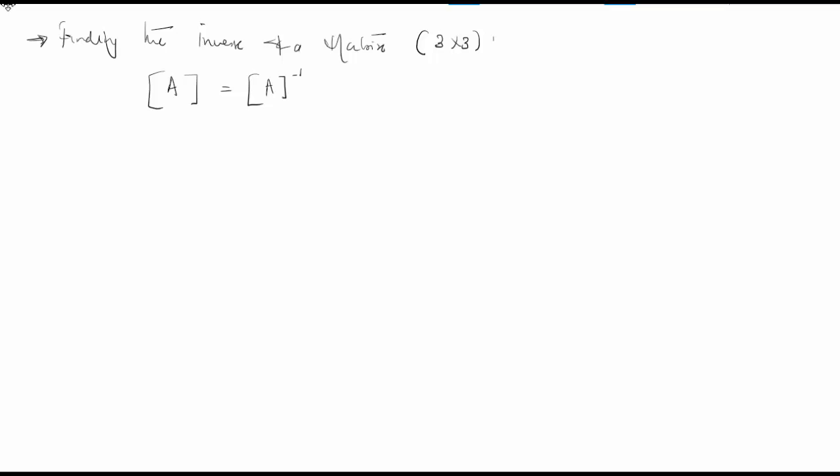This video is about finding the inverse of a matrix. So if there is a matrix A, the inverse of the matrix will be given by A to the power minus 1, which is A inverse. So I will find the inverse of a 3 cross 3 matrix.